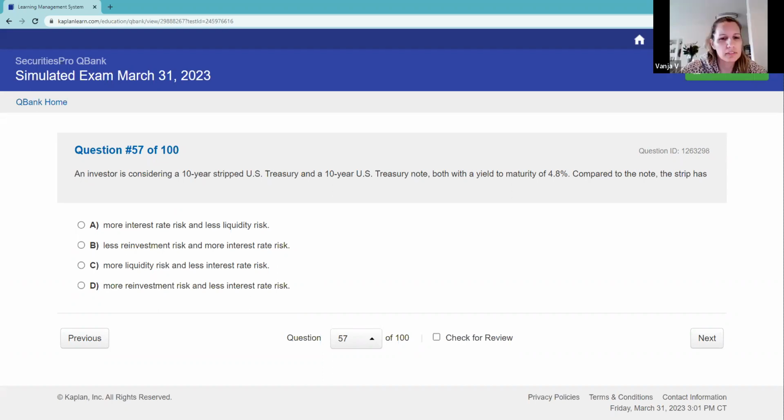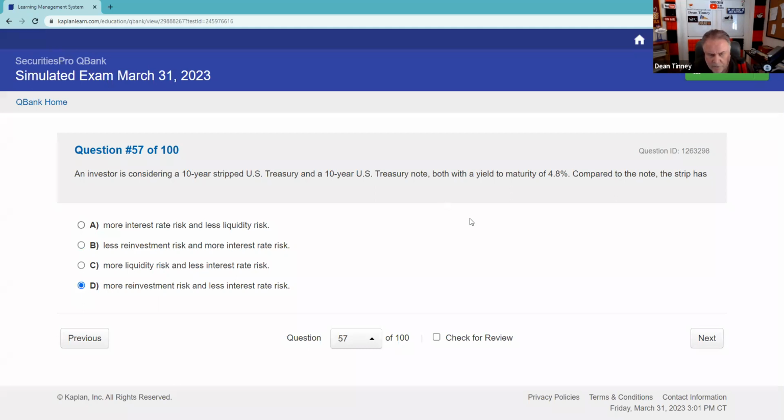More investment risk and less interest risk. More interest and less liquidity. No. More reinvestment risk, but isn't that also... let's go with D. Okay, well, you missed it. And I like this question.